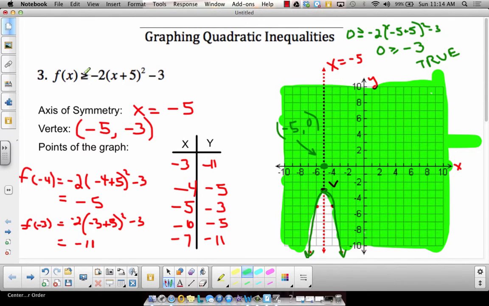All right, so based on this, the fact that it's greater than or equal to, first off, the fact that it's equal to means a solid parabola. We then chose a point that was not on the parabola, this one out here, just because it made the arithmetic easier for me. We ended up with a true statement. That means the point that I chose is part of the solution set, which means that point is in the shaded area.